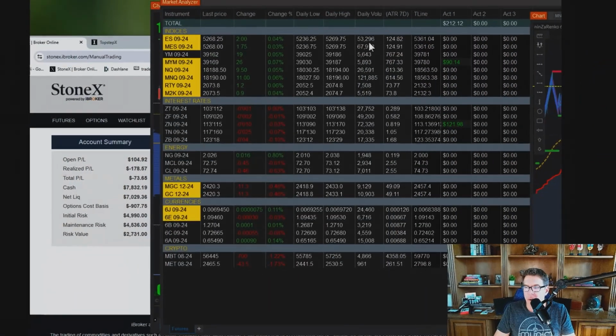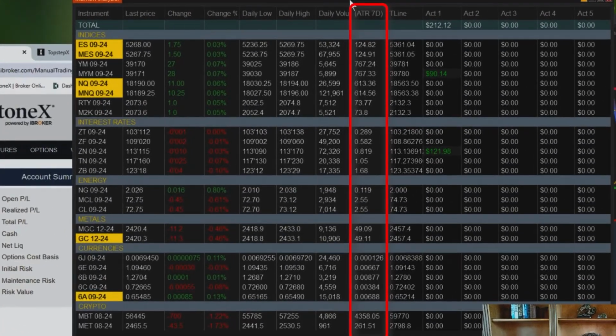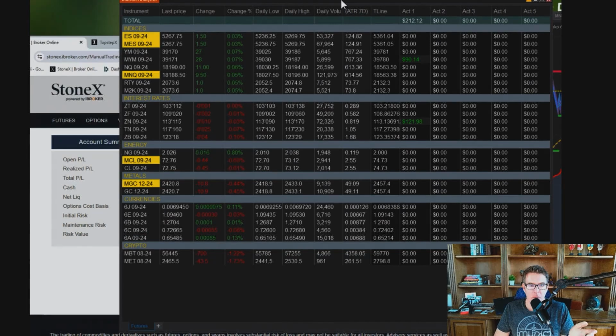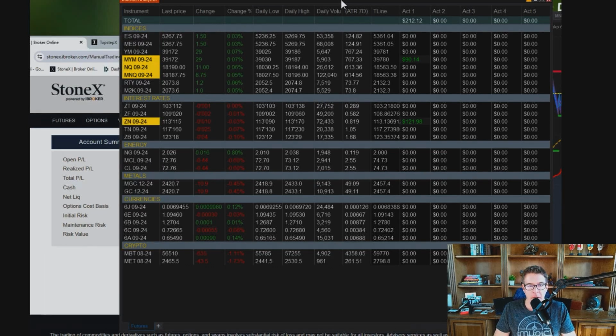Okay, so what I brought up here is the market analyzer from NinjaTrader. Now, if you don't use NinjaTrader, you don't have to worry about this. I will give some examples of how you can calculate the ATR using other popular platforms like TradingView. In fact, we go through that in my trade room.